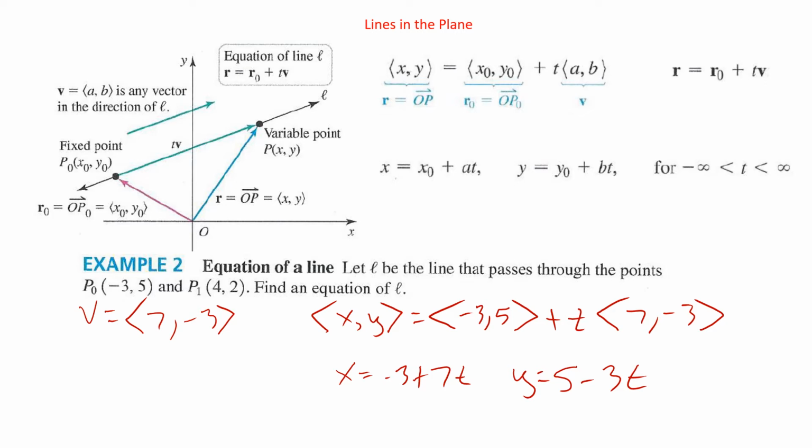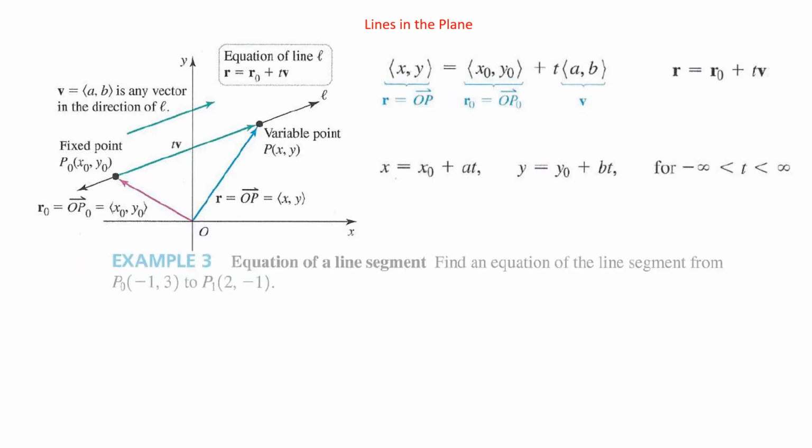So, and then what about the equation of a line segment? Here it's not going to go on forever. That's okay. The only difference here is we're going to limit our t. So we're going from negative 1, 3 to 2, negative 1. So let's find our vector. Negative 1 to 2, that's going to be 3. 3 to negative 1 is negative 4. So we have our vector, we have our initial point.